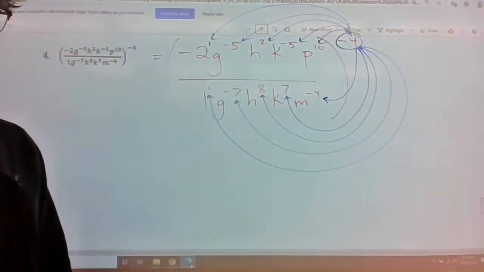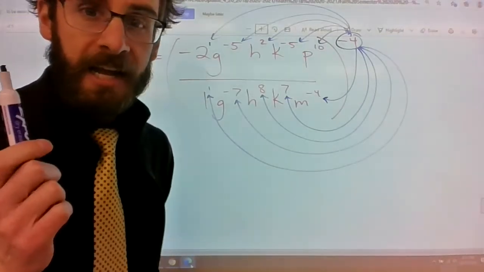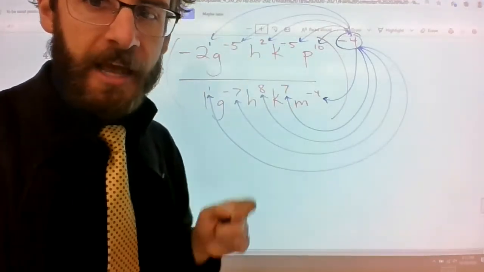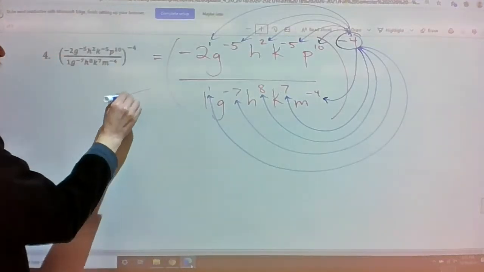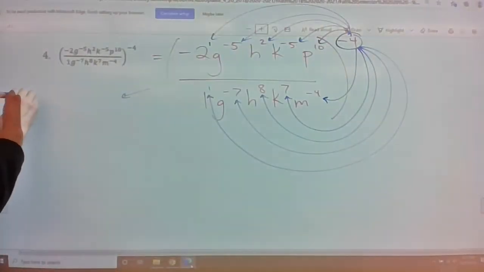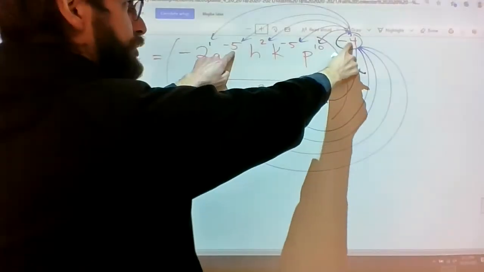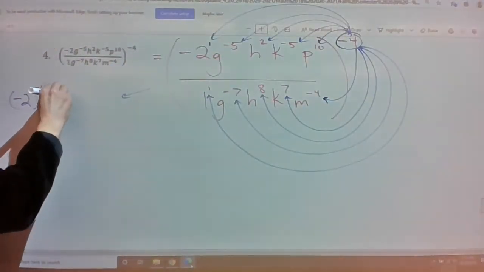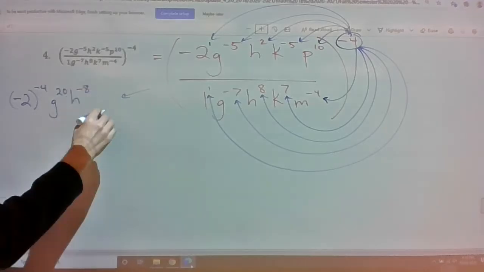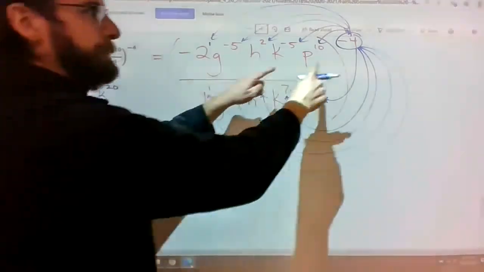All right. So that seems pretty overwhelming. But remember, you're just multiplying the little negative 4 times all these little numbers here. Exponent times exponent. So you're going to get negative 2 to the negative 4 power. You're going to get g to the positive 20, h to the negative 8, k to the positive 20, and then p to the negative 40.